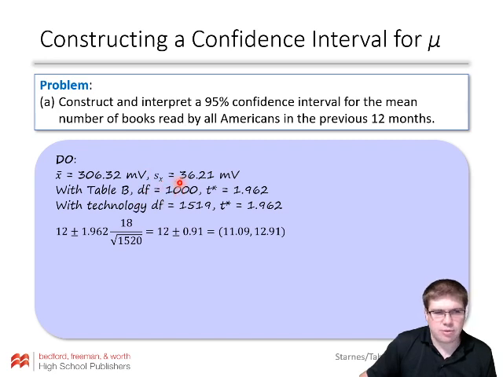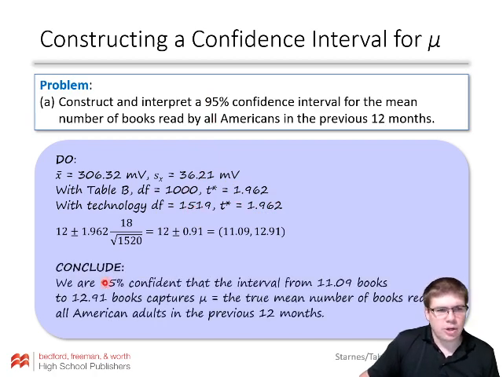They did use degrees of freedom 1,000 from the table, but really the degrees of freedom was 1519 to get that t star, and the inverse t of 0.025 to get that value with that degrees of freedom. Conclude, we are 95% confident that the interval from 11.09 books, notice that this has units now, to 12.91 books captures mu, the true mean number of books read by all American adults in the previous 12 months. So we are 95% confident that that interval contains the actual mean number of books read.